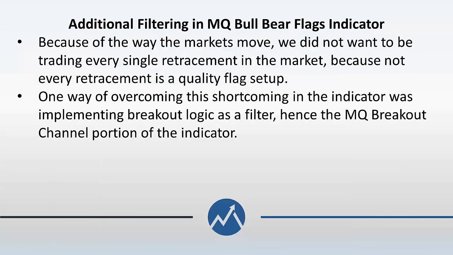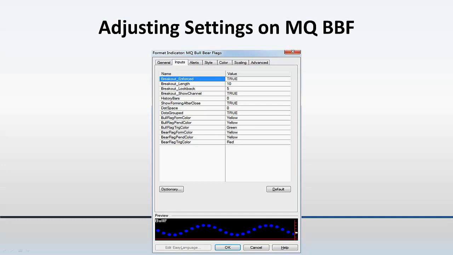What the breakout channel is doing is filtering out whether or not we've hit a new high or a new low over the past n number of bars. These are the settings on the bull bear flag indicator. We have breakout enforced. If you have that set to true, then that's going to apply the breakout filter. Then we have breakout length. This is how many price bars back it needs to have hit a new high or a new low, if it's set to 10. In order to trigger a bull flag, it has to have hit a new high in the past 10 price bars, or a new low in the past 10 price bars for a bear flag.